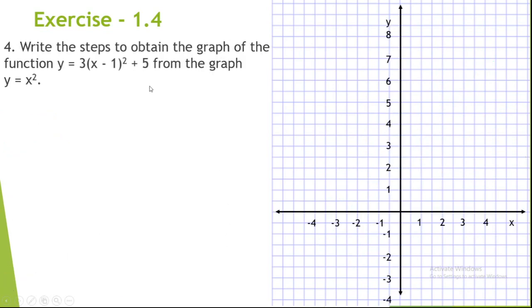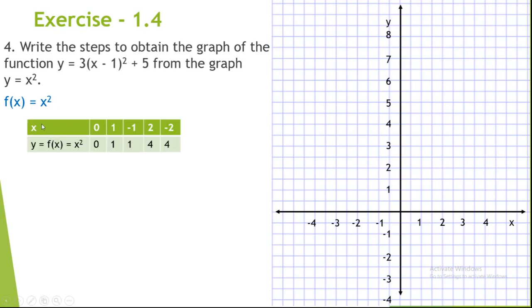Next problem, sum number 4. Write the steps to obtain the graph y is equal to 3 into x minus 1 the whole square plus 5 from the graph y is equal to x square. Using the graph y is equal to x square, without finding the coordinates, we have to draw this graph. First of all, take this x square as f of x. So f of x first we have to draw. For that alone, we can use the coordinates.